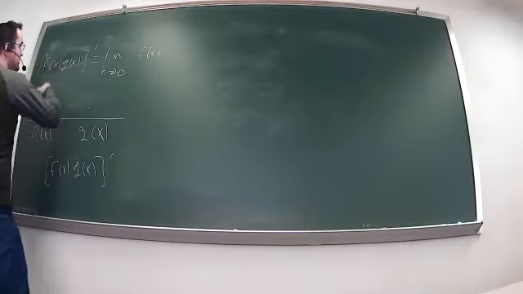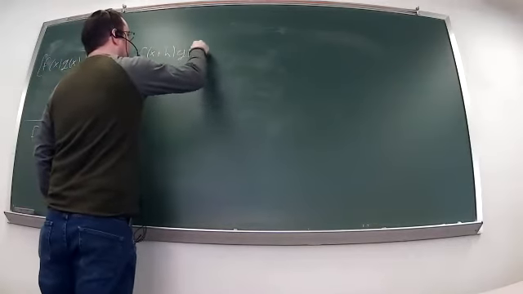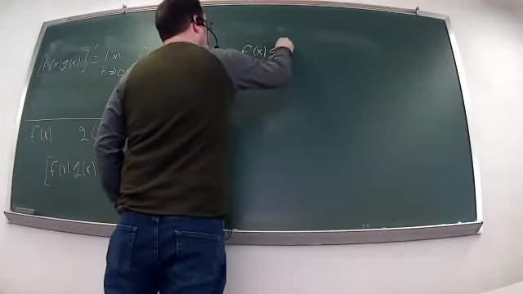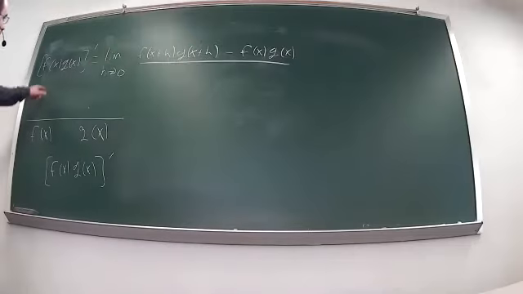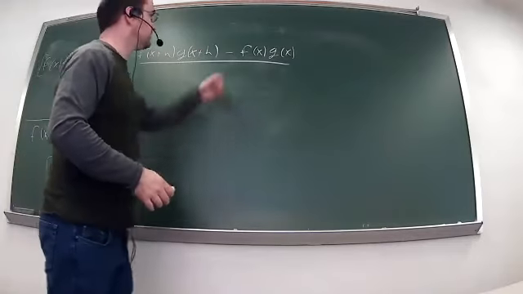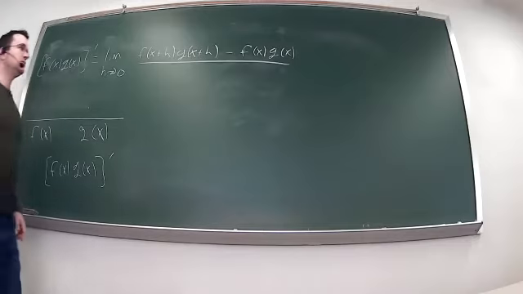and the function is f times g, so it's f of x plus h, g of x plus h minus f of x times g of x. Right? Think of this as a new function called k of x, and k of x plus h would be f of x plus h times g of x plus h, minus k of x, which would be f of x times g of x. You're dividing by h.